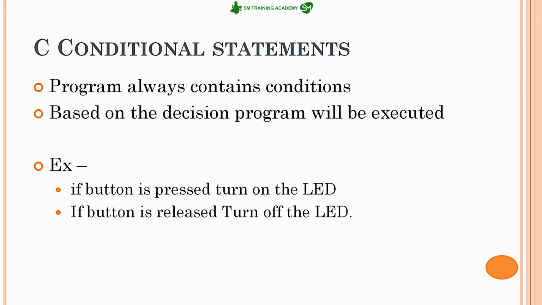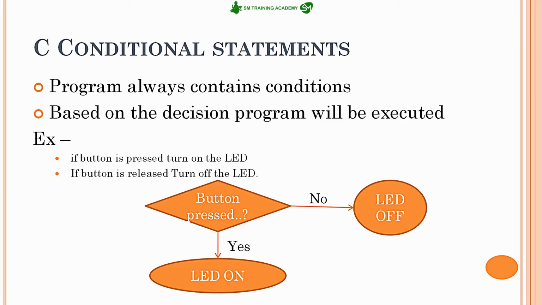And on the other hand, simultaneously we will be checking for the button released condition also, and if that condition is satisfied, we will execute the part of code which will help us to turn off the LED. So this is a very good example for conditional statements. This is the block diagram or flow diagram for conditional statements. If the button is pressed, if it is true or yes, the LED will be turned on, and if it is false or no, the LED will be turned off.